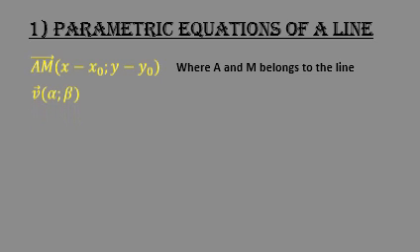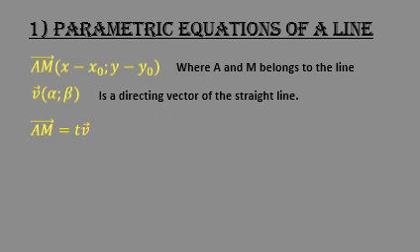and we should have a directing vector for the straight line. So v is a directing vector for this straight line. And now we already know that AM equals t v, where t is any parameter that belongs to the real numbers. So AM could be 2v, could be half v, so t could be any number that belongs to the real numbers. So that's why we created it as a letter.